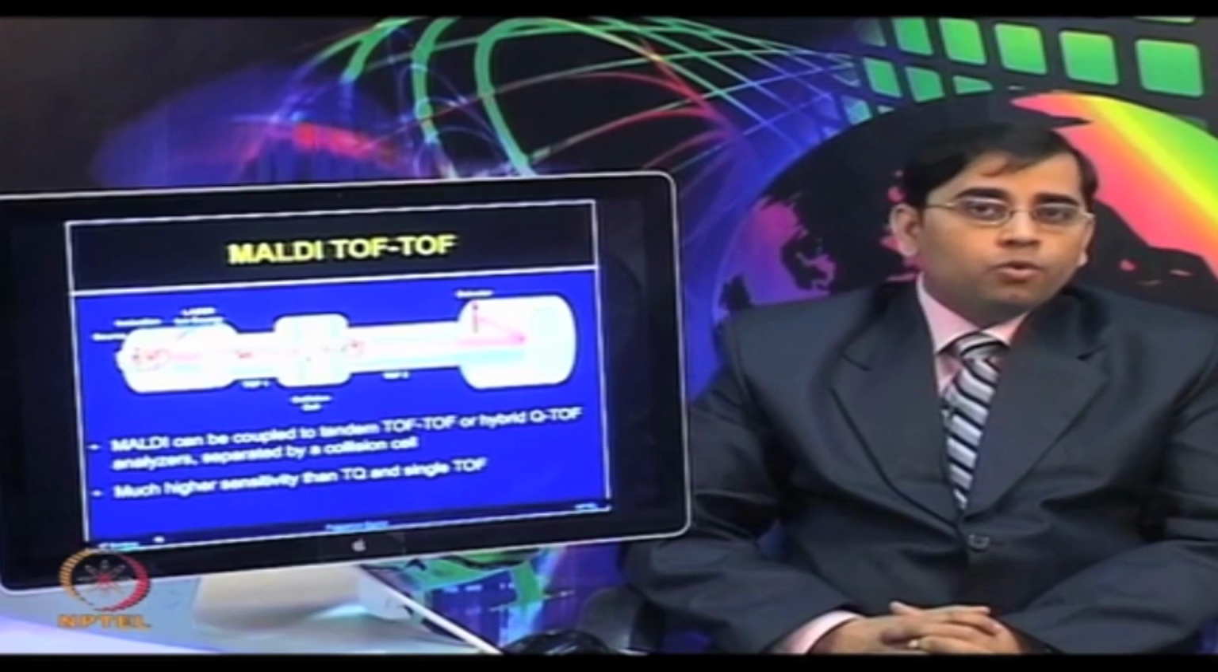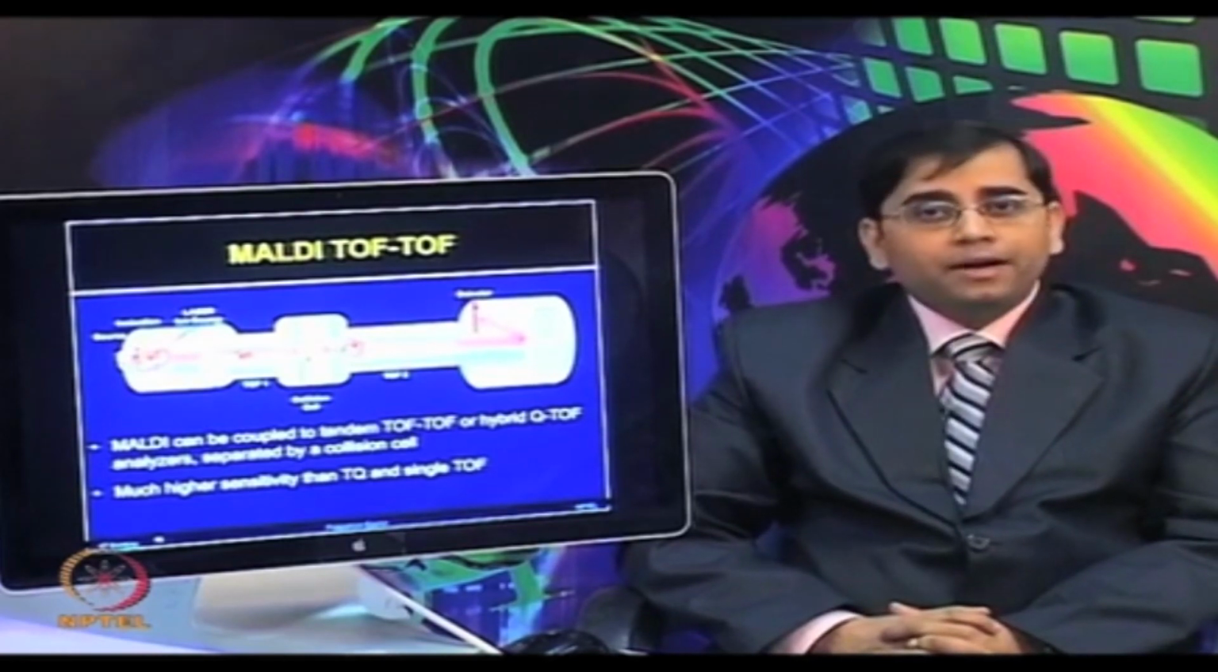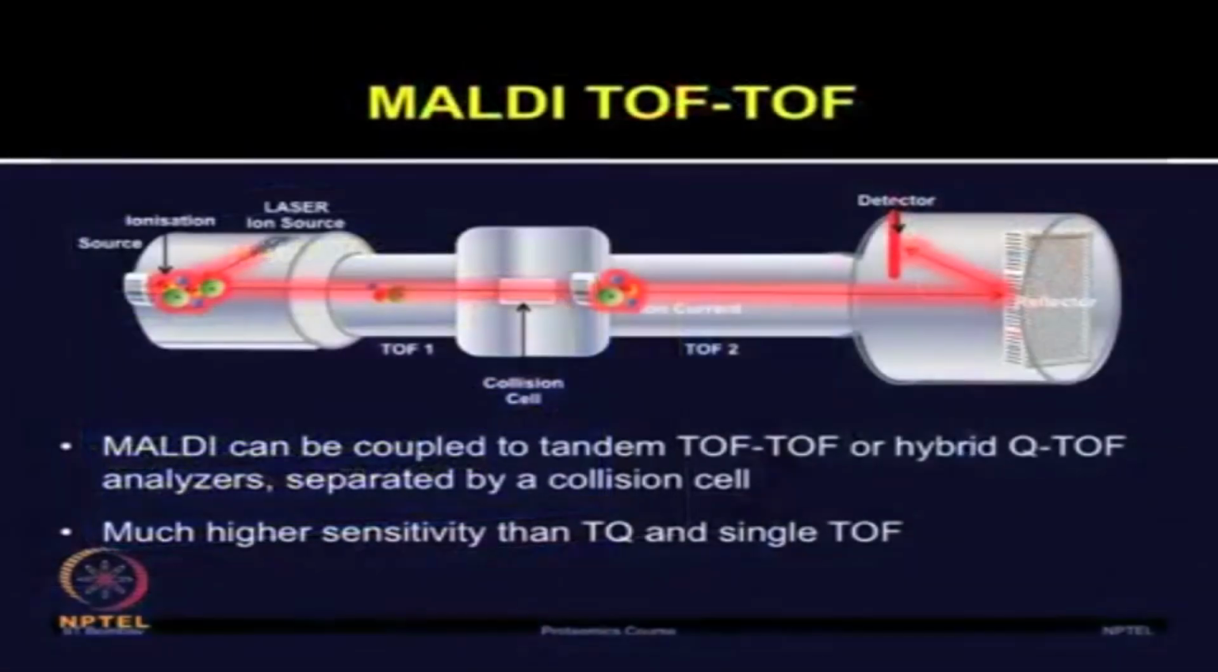Now, let us add one more mass analyzer. So, now we have a configuration of MALDI TOF. MALDI can be coupled to a tandem time of flight, in combination with another time of flight, TOF-TOF, or with hybrid quadrupole time of flight analyzers, which are separated by collision cells.